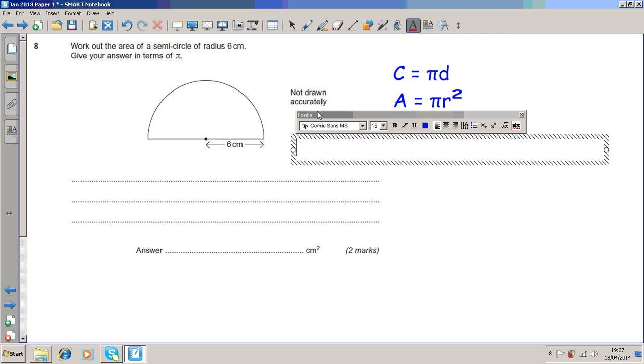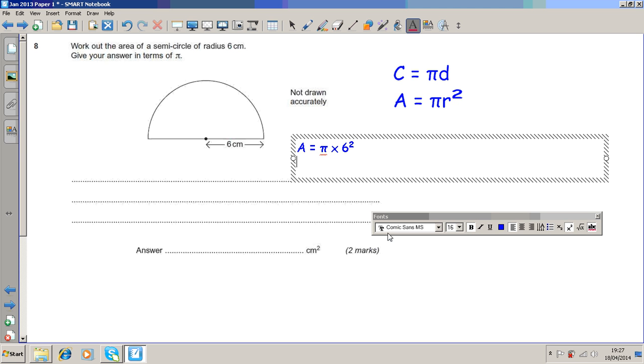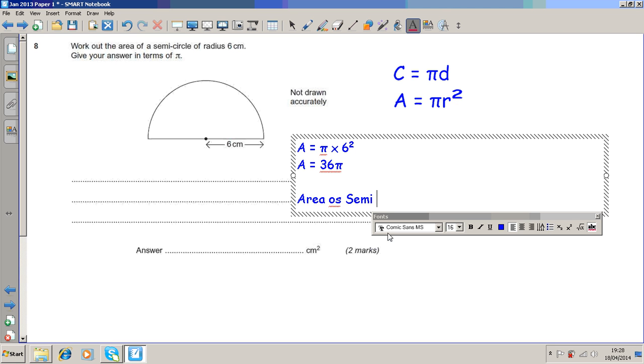So the area of this semicircle then, we're going to work out the area of the whole circle and then half it. So the area is pi times the radius squared. Well, in this case, the radius is 6. So 6 squared is 36. So the area of the whole circle is 36 pi. So area of semicircle is half of that, which is going to be 18 pi.